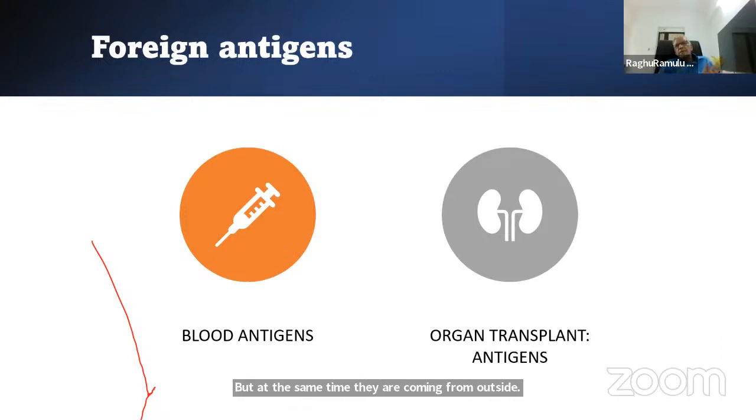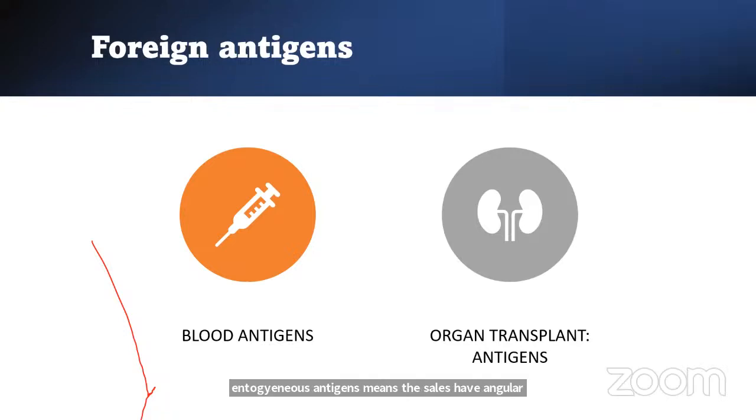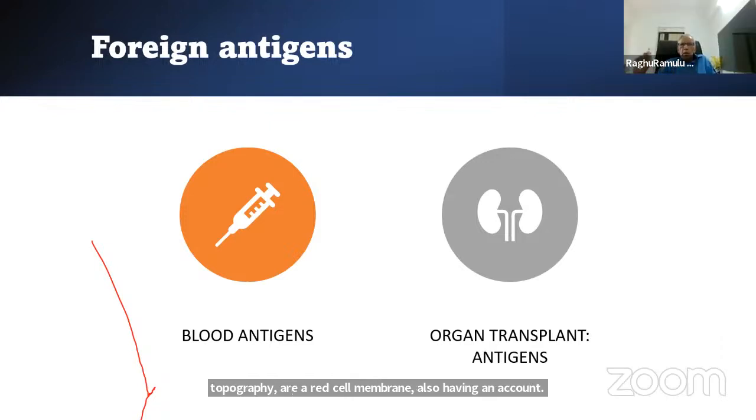The second type is endogenous antigens. Endogenous antigens means the cells have an antigenic topography, or a red cell membrane also has an antigen. That's why we are classified as A group, B group, AB group, etc. They are all blood antigens, otherwise called endogenous antigens, because they are already existing. By the time we are born, our erythrocyte membrane is coated with an antigen.